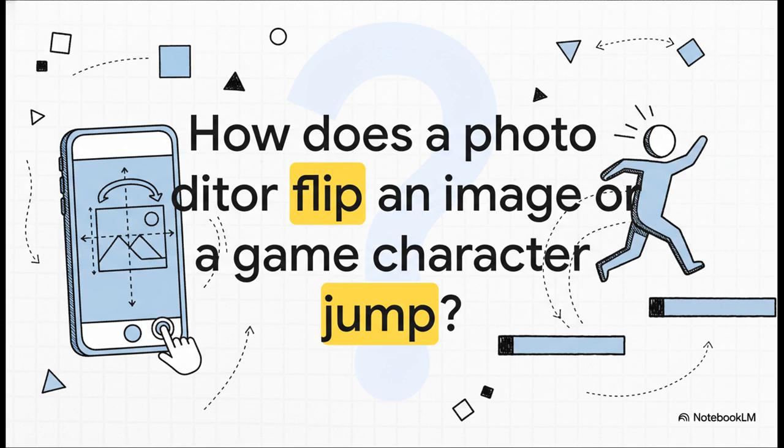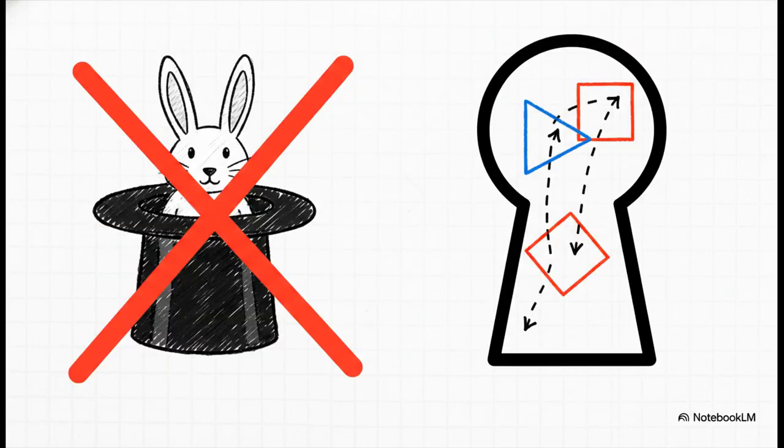You know, when you tap a button to rotate a photo, or you watch a character in a game flawlessly leap from one platform to another, what is actually going on under the hood? It feels like some kind of digital magic, right? Well, surprise, it's not magic at all. It's a precise, really powerful, and actually pretty simple language called geometric transformations. And by the end of this, you're going to know how to speak it.